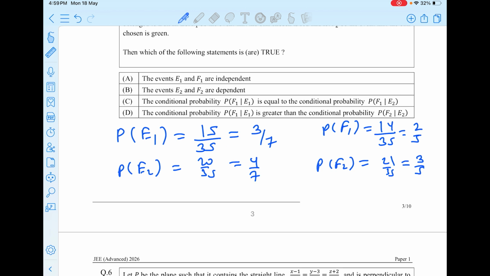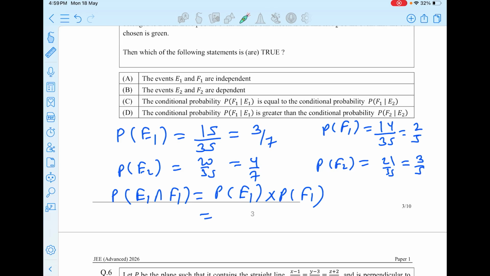Okay, so what is the condition for independent events? The condition for independent events is P of E1 intersection F1 should be equal to what? P of E1 into P of F1. See, P of E1 into P of F1 we already calculated. 3 by 7 into 2 by 5. 3 by 7 is P of E1. 2 by 5 is P of F1. So 3 by 7 into 2 by 5 is 6 by 35.